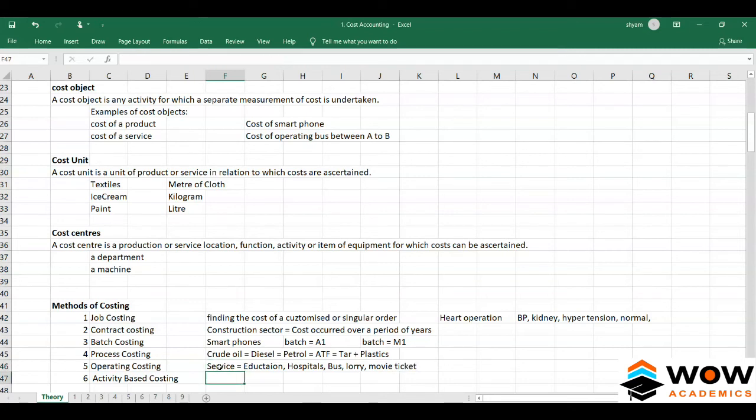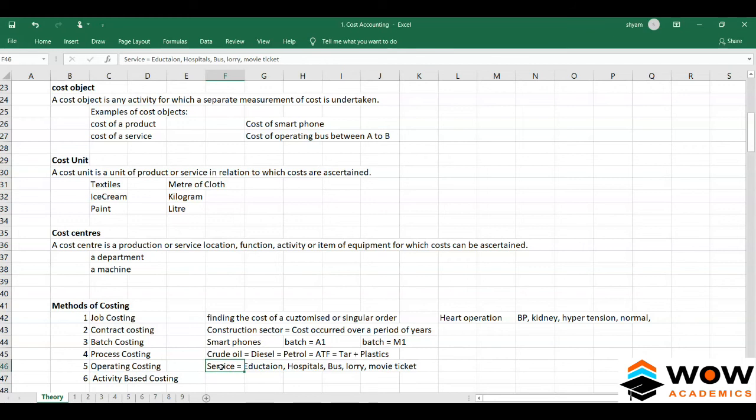In a service, you cannot take anything home. If you buy education, you cannot take the table and chair of the school or college. In a hospital, you cannot carry the doctor or anyone to your home. In a bus or lorry, you're not going to carry anything home. And with a movie ticket, you can't carry anything home either. What you take is the service. Education, you take knowledge home. Hospital, you take the treatment home. Bus or lorry gives you movement from one place to another. And a movie ticket gives you the happiness of watching a movie for a few hours. So how do you value these?